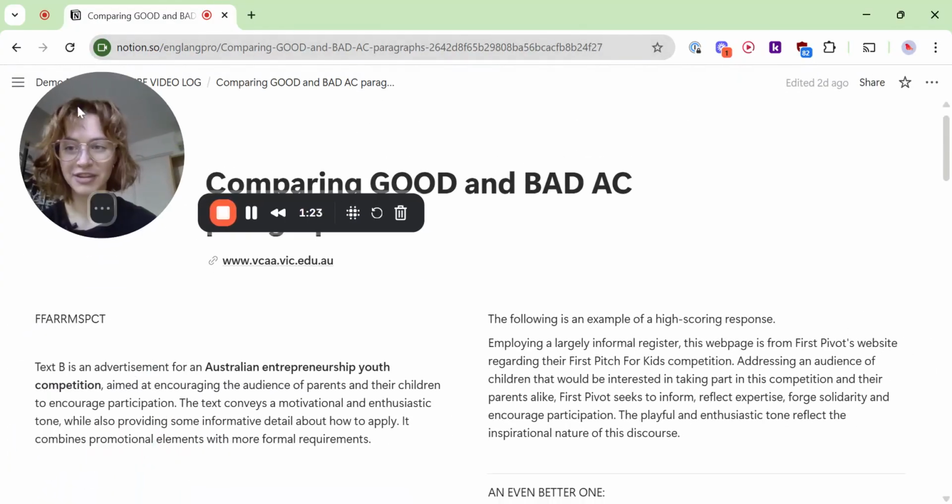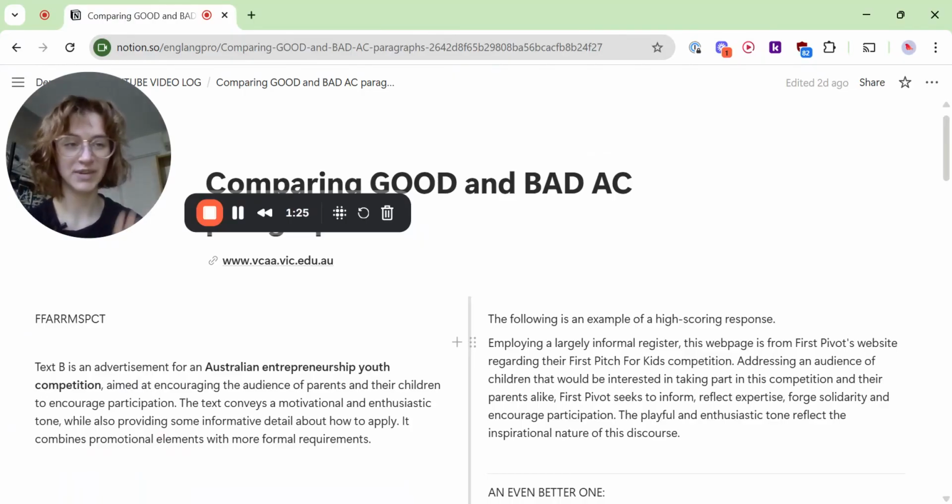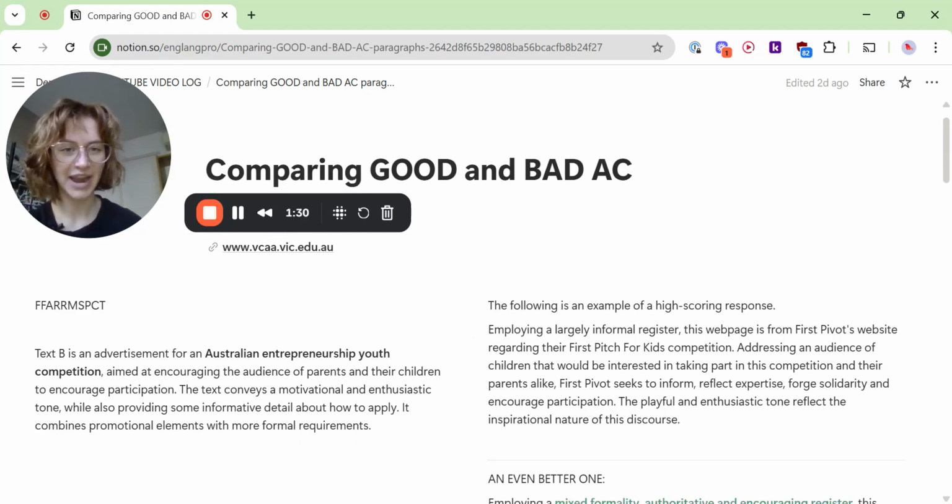So without further ado, please have a read through, pause here and write your introduction and a body paragraph, and then we'll get into comparing the good and the bad. I've put in my FARMS SPCT initialism in here because that's what I use to tick off everything that I need in my AC introductions. That stands for field, function, audience, relative roles, register, mode, setting, purpose, context, tenor. So let's use that to compare with their introduction and see how many of those they've actually ticked off.